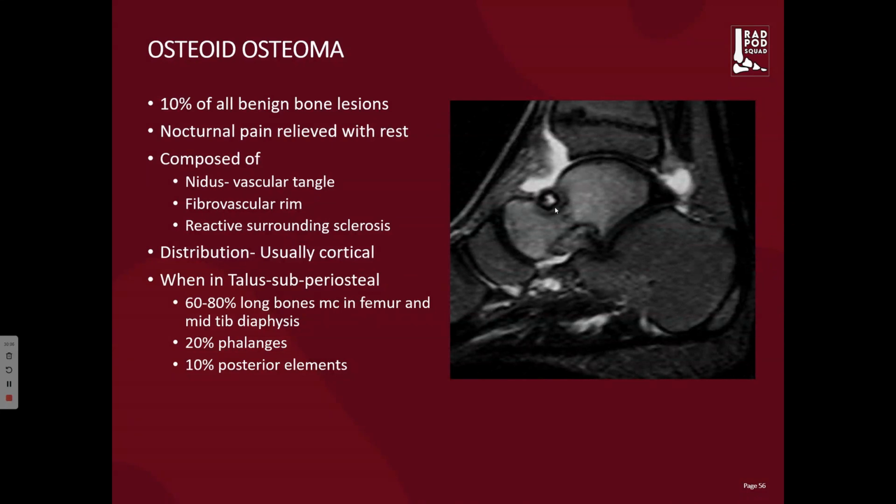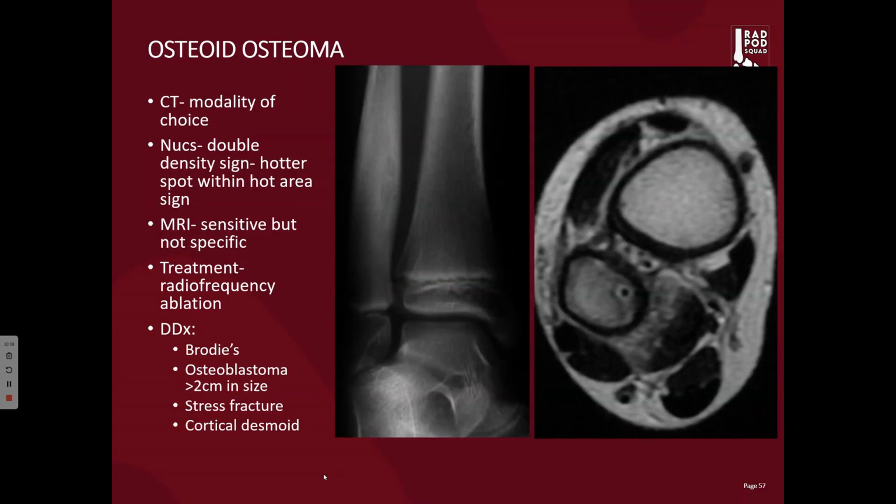And 60 to 80% occur in the long bones, most commonly in the femur and the mid-tibial diaphysis, 20% occur in the phalanges, and 10% in the posterior elements. So it's a good one to remember for that. Osteoid osteomas, we're going to use CT as the modality of choice. We can see it in nuclear medicine as a double density sign, paralleling that vascular nidus and that fibrovascular rim.